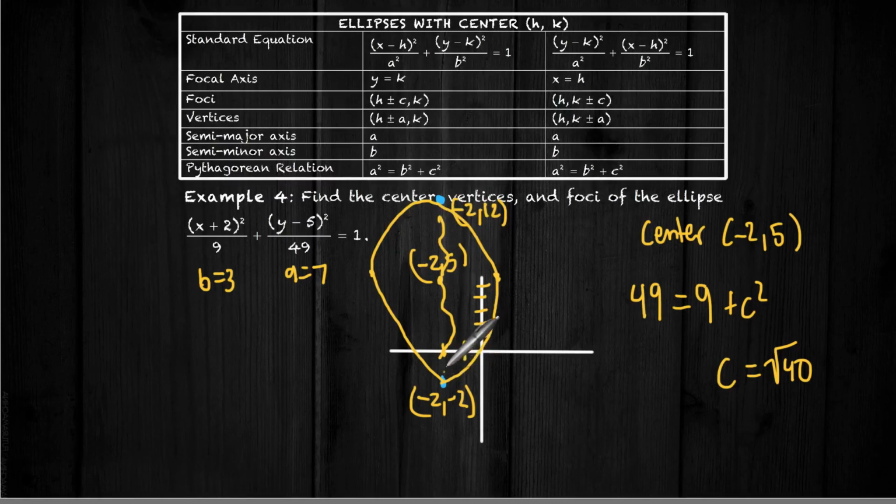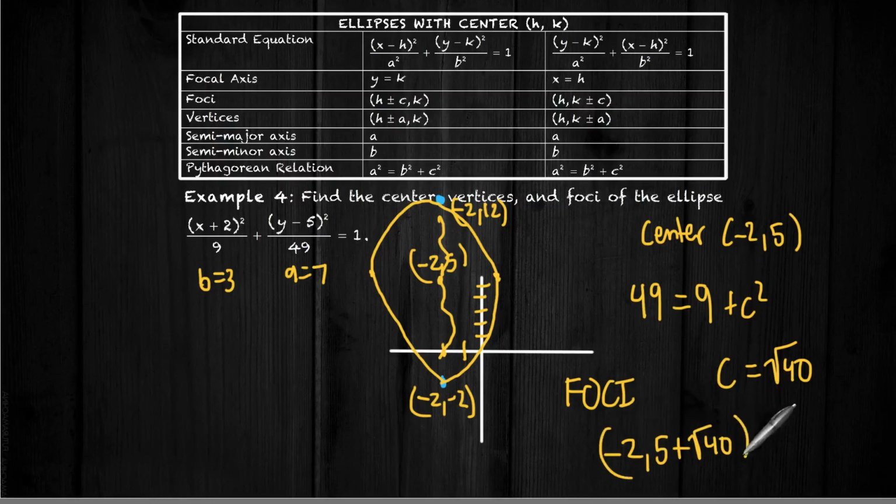Now pay attention that when we studied parabolas, we were focusing on the distance between the vertex and the foci. Here we're not focusing on that length, we're focusing on the distance from the center to the foci. So the foci are going to be located at -2, 5 plus root 40. And then the other one will be at -2, 5 minus root 40. And those will be the two foci.